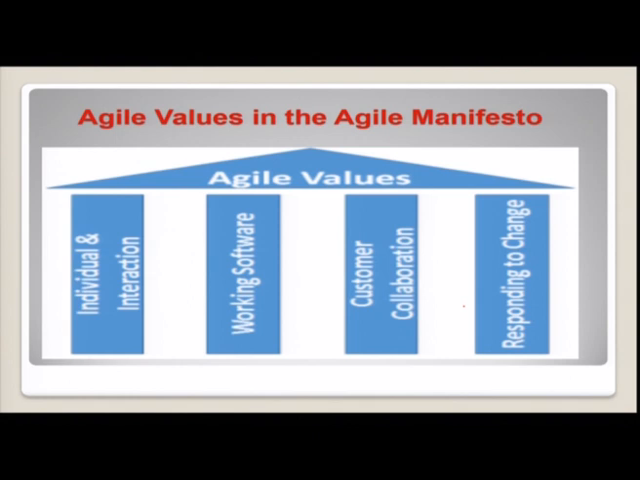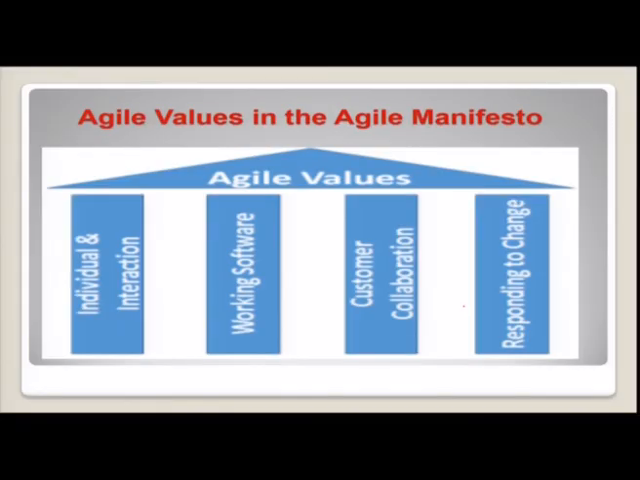Third agile value is said to be customer collaboration. Fourth agile value is said to be responding to change. So these are the four different agile values. Now as a first agile value, what did I say? It is individual and interaction. As far as individual and interaction is concerned, what does it mean?